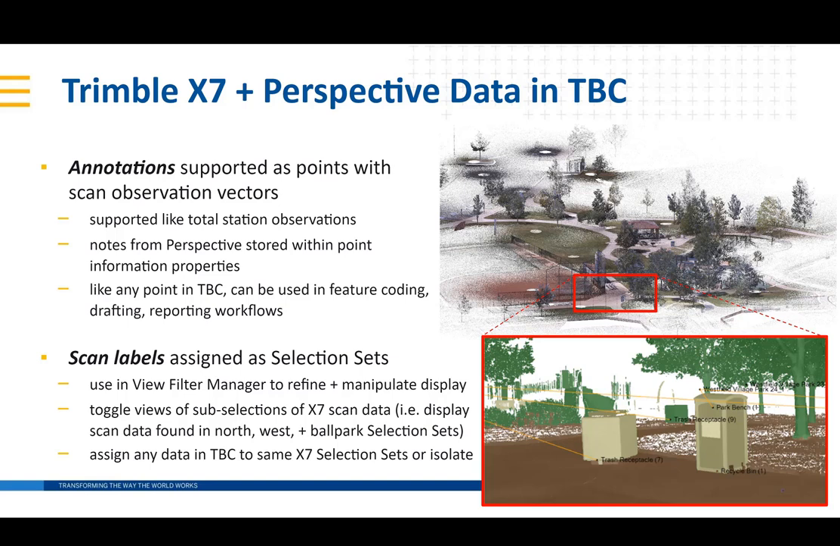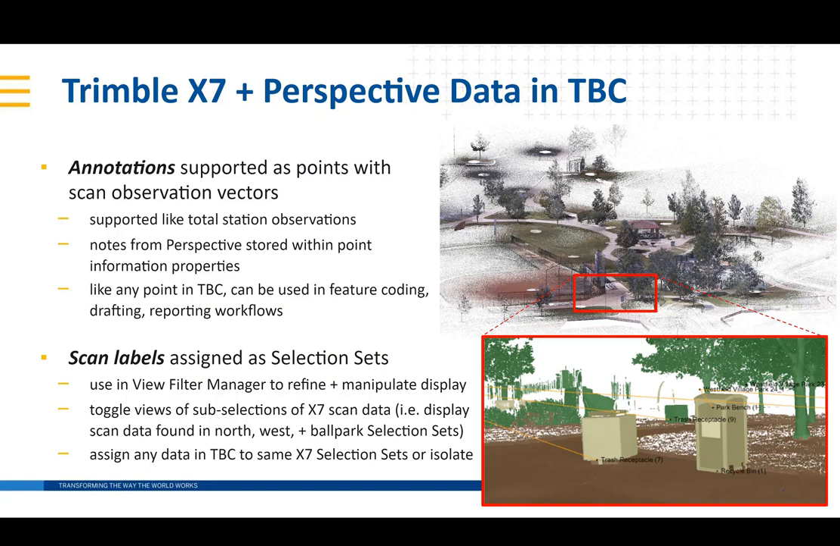We support those in TBC as points with scan observation vectors. Think of the scan observation vector like a total station observation. Notes from Perspective are also stored within the point information properties. So anything that you make in Perspective in terms of an annotation, along with some additional information stored as a note, will come through in TBC under the point and the point properties. And just like any point in TBC, it can be used for feature coding or drafting or reporting workflows as well.